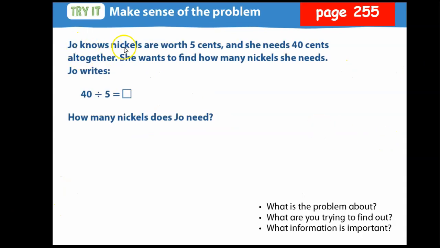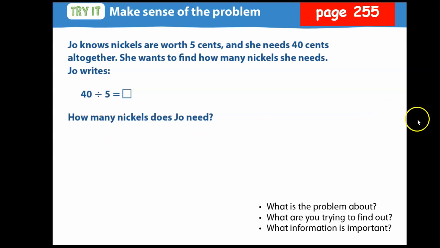It says Joe knows nickels are worth 5 cents and he needs 40 cents altogether. Joe wants to find how many nickels he needs. Joe writes 40 divided by 5, which is true. How many nickels would he need? Well, how can I solve this? You can count by 5s, yes. So basically make groups of 5s, right? And see how many groups I have.